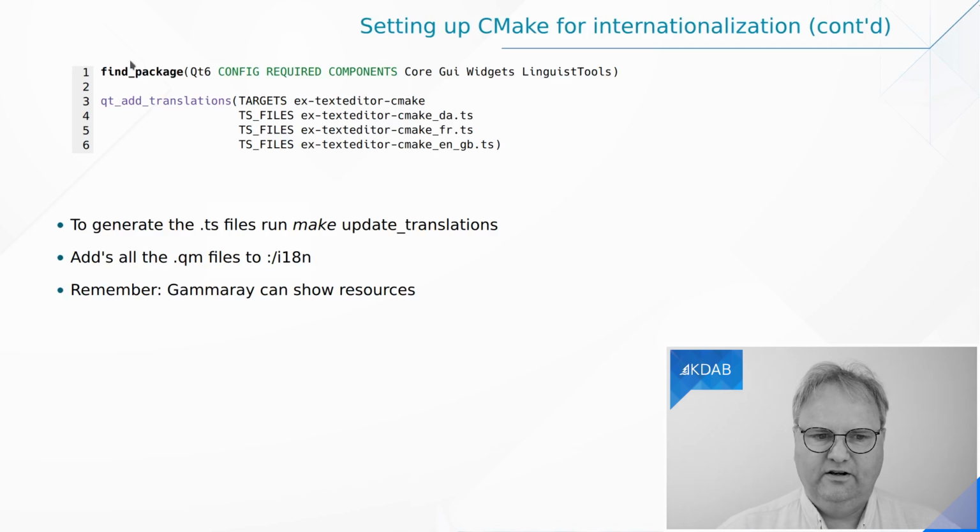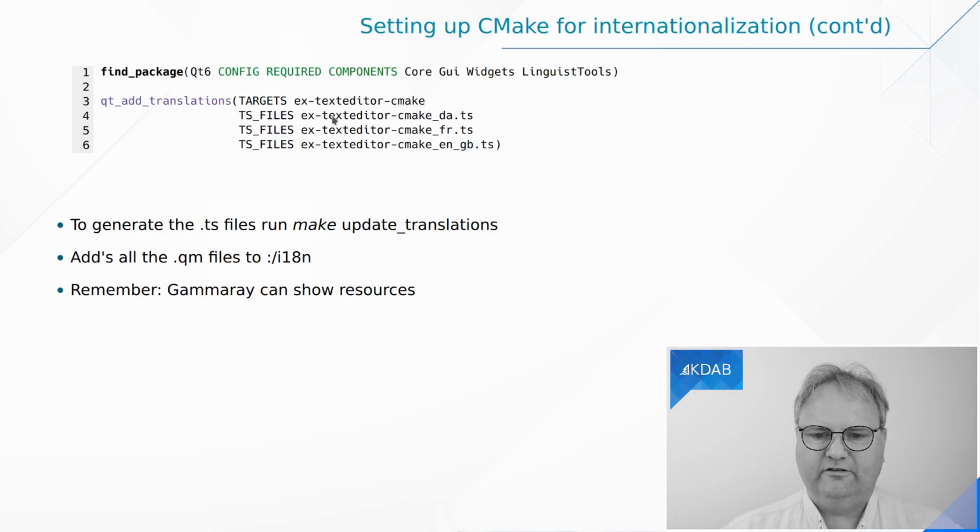As I said, your find package line already looks like core, GUI, whatever else you need from Qt, networking, I don't know. And then add linguist tool, which will make sure that the functions for CMake here are added. And here is the Qt add translations. And it's this target here, X text editor CMake. That's the name of the target for the binary that it will be connected to.